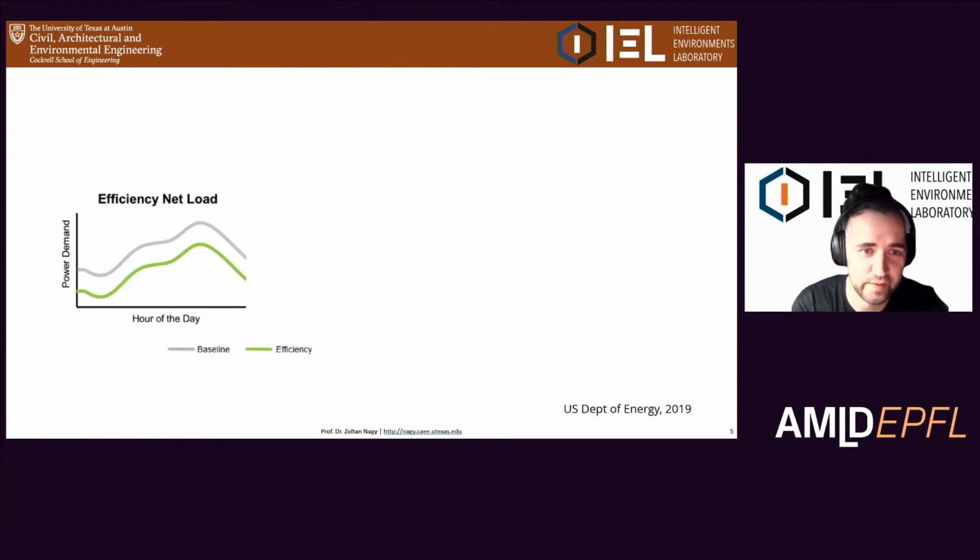The first is efficiency. This is what we've been doing forever. It is mainly talking about doing more with less energy, building more efficient buildings, using more efficient appliances. And what we do is we reduce the overall demand in our buildings. So that's the green line, the green curve there.